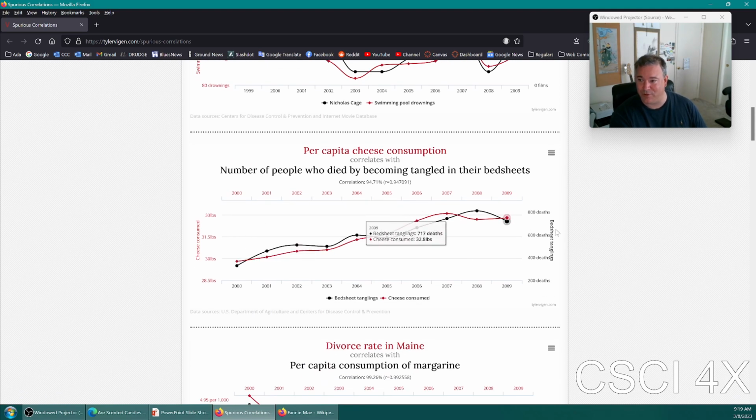And it's just a spurious correlation. These two things just happen to correlate with each other. They're not causing each other. Do you guys understand? People dying by being tangled in their bed sheets does not cause more people to eat cheese. And people eating cheese does not cause people to die by being tangled in their bed sheets.